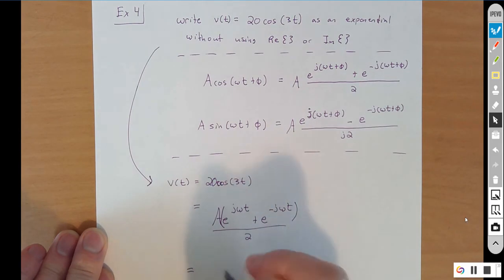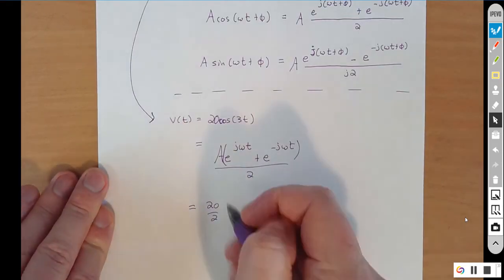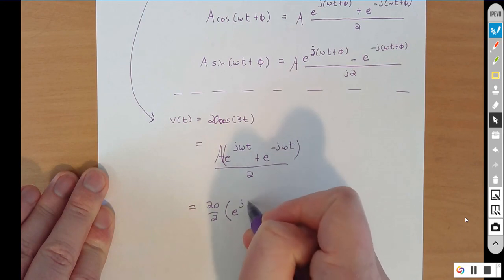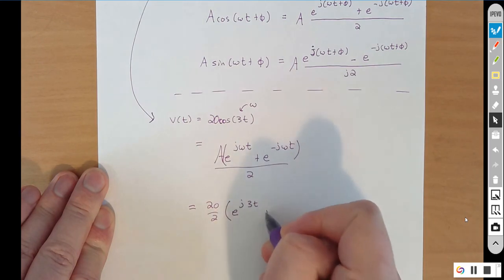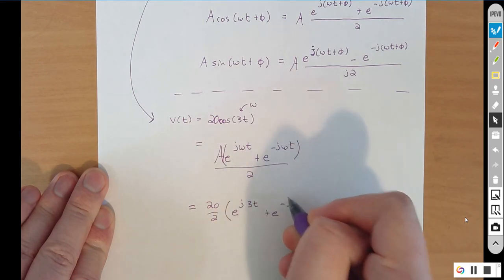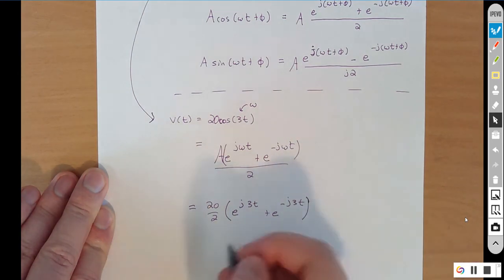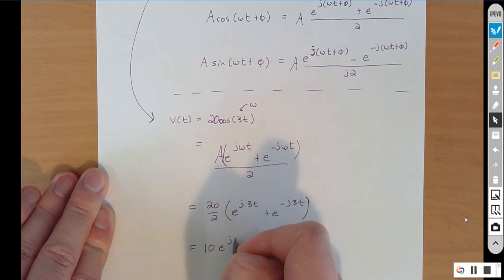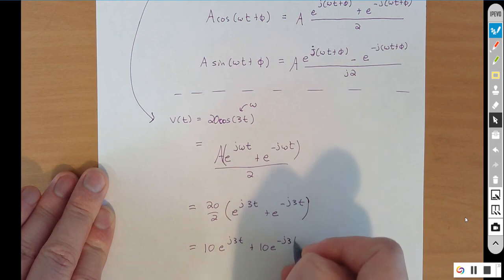Alright, so our constant in front, A, is 20. So we're going to get 20, and I'm just going to move this 2 underneath. We're going to get e to the j, our omega is 3, t plus e to the negative j 3t. Then we can simplify all this and make it become 10e to the j3t plus 10e to the negative j3t.